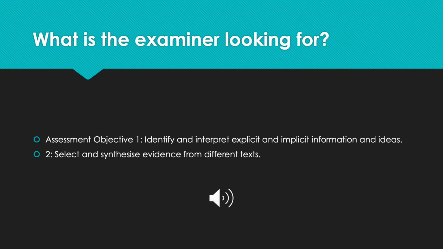So what's the examiner looking for? For this paper, English Language Paper 1, Question 1, it's Assessment Objective 1, which is identify and interpret explicit and implicit information and ideas. The second bullet point will not refer to this paper.